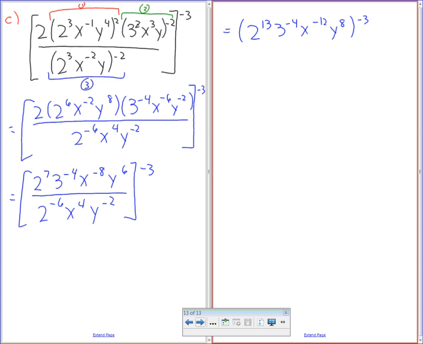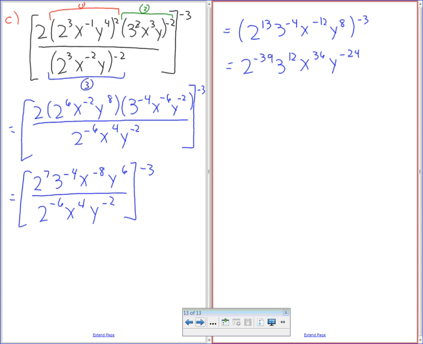Okay, can I get one person to give me the second last step? Go ahead, Lewis. So you put the -3 in. So it's 2 to the -3 now, 3 to the 12, x to the 36, and y to the -24. Very good. If you got to this stage, you'd get 3.5 out of 4 marks on this question.